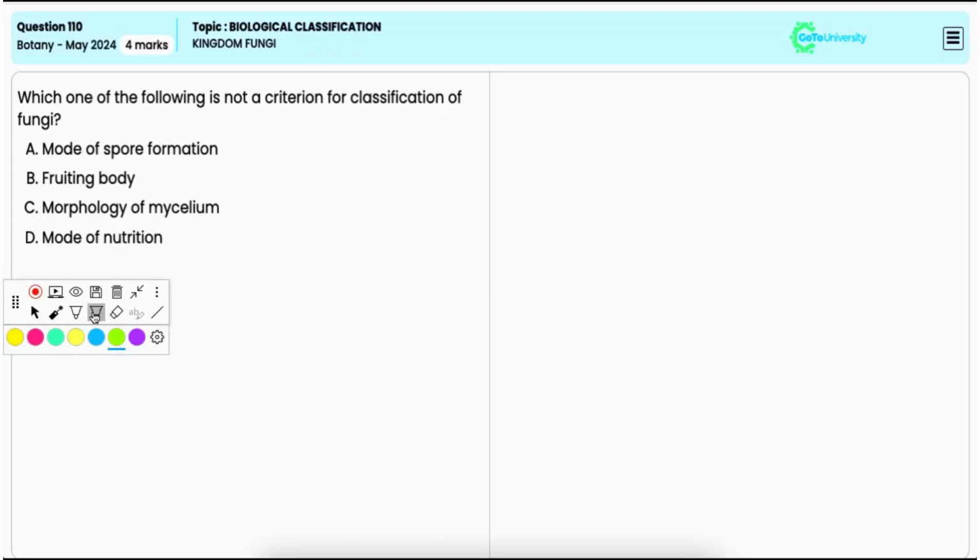In this question, you have to point out which one is not a criterion for classification of fungi. Option A, mode of spore formation. Now, this is a criterion for the classification of fungi, and it is largely based on how they reproduce, specifically their mechanism of spore formation.